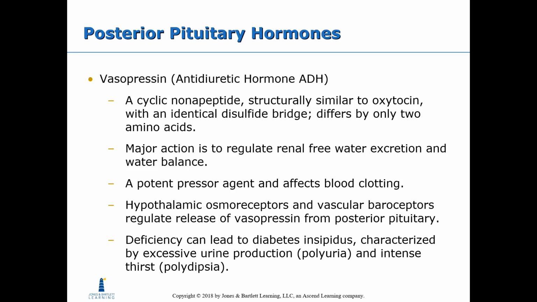Hypothalamic osmoreceptors and vascular baroreceptors regulate the release of vasopressin from the posterior pituitary. A deficiency can lead to diabetes insipidus, which is characterized by excessive urine production, polyuria, and intense thirst, polydipsia. If you think about it, antidiuretic hormone causes you to retain water in the body. So if we lose that, or have a deficiency of it, then you're going to lose water, the opposite of retaining water. So excessive urinary production and excessive thirst.